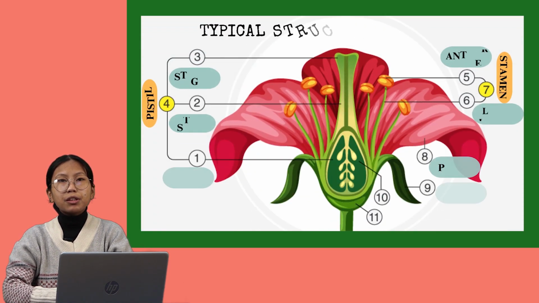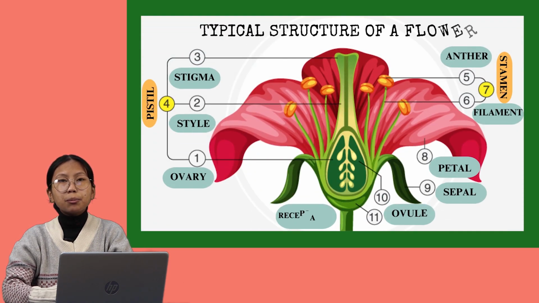This picture in front, it is the typical structure of a flower. I am going to take you all through one by one. Firstly, the ovary. Second, it is style. Third one, it is stigma. Three of these structures make a carpel or the pistil.